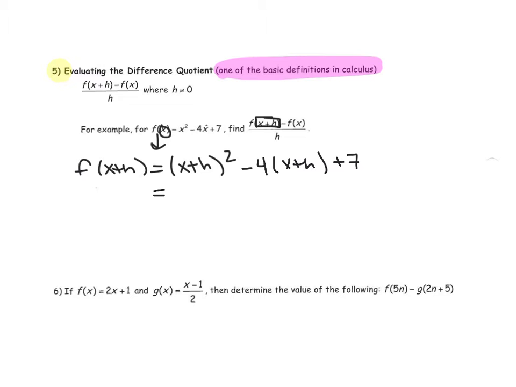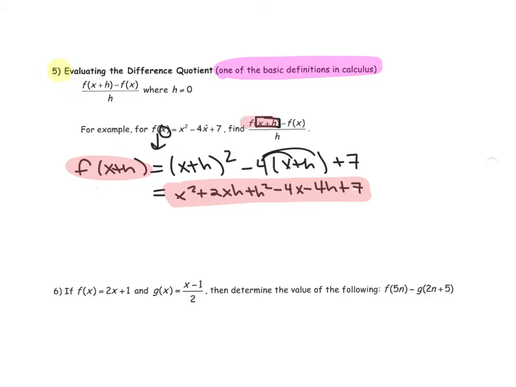After my double distribution, we have x squared plus 2xh plus h squared minus 4x minus 4h plus 7. Combining like terms, if there are any to combine, and I don't see any. So we're going to leave that as it is. There's nothing to combine there. Okay, well, what we just took care of right now, guys, so this whole thing right here is this part of the fraction.